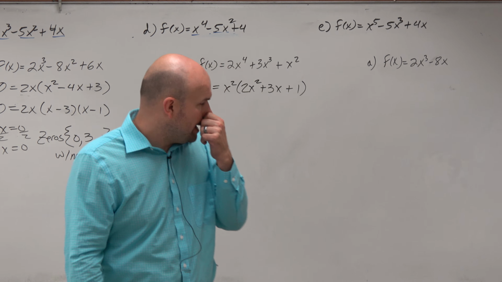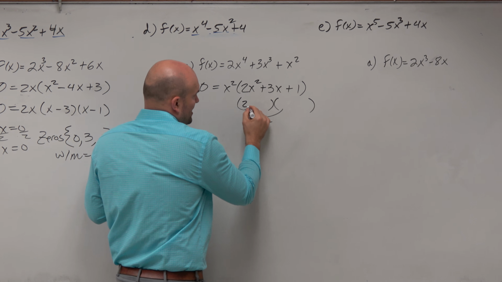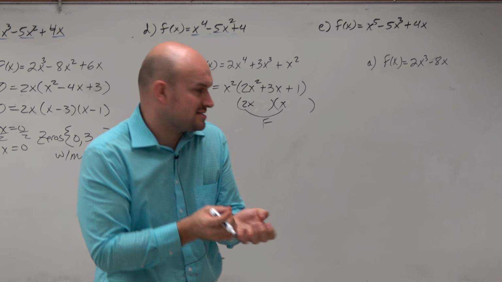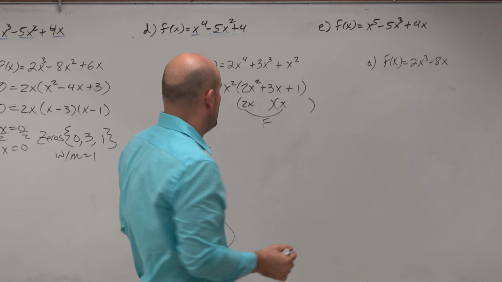So what options do I have here? I could have 2x, and I could have x. Right? Doesn't matter where they are, but we have 2x and x. And then remember the last two terms have to multiply to give me 1. So what options do I have? What two numbers multiply to give me 1? I have 1, or at least integers that we want to stick with. 1 and 1 and -1 and -1.